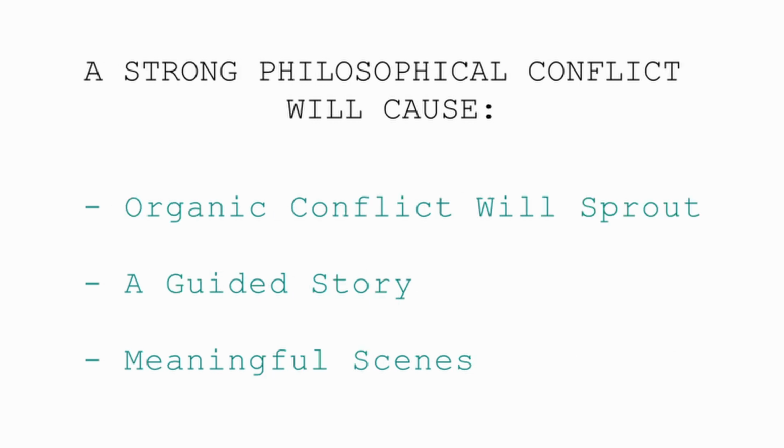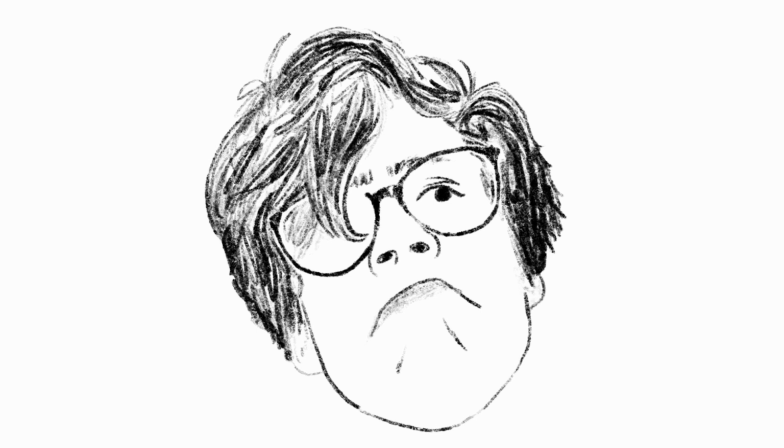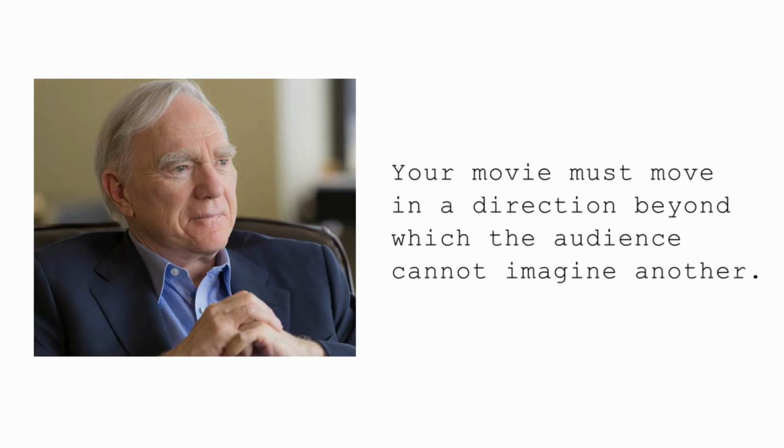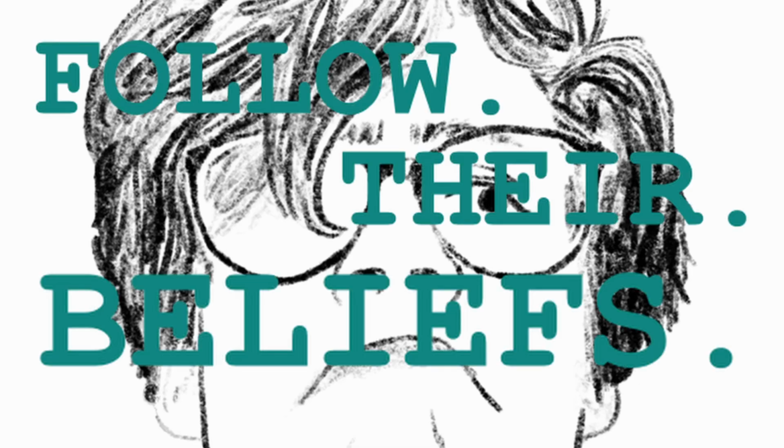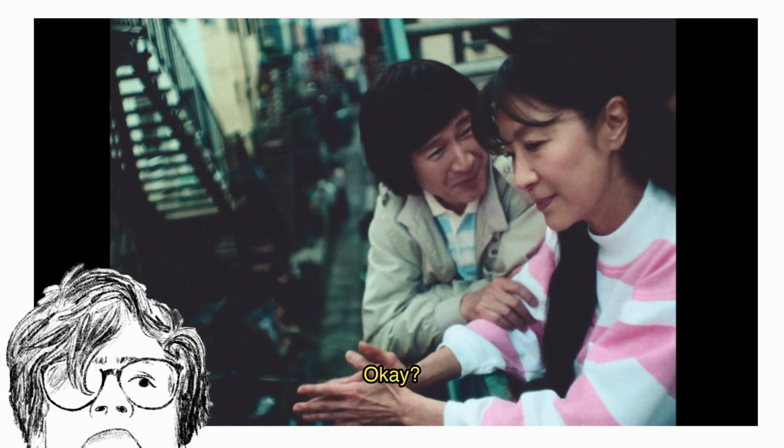If you write your characters correctly around your philosophical conflict, this conflict will organically sprout in each scene, feeding one scene into the next. It should be a natural progression the characters must take. Conflicts and arguments that are necessary for your character to move forward. McKee had this to say about conflict. "Your movie must move in a direction beyond which the audience cannot imagine another." End quote. You do this by following the core beliefs of the characters. Just as I said previously, Evelyn is acting on her beliefs.